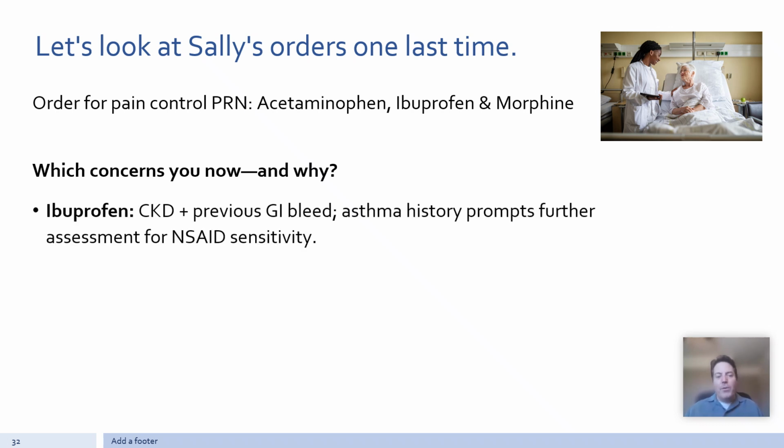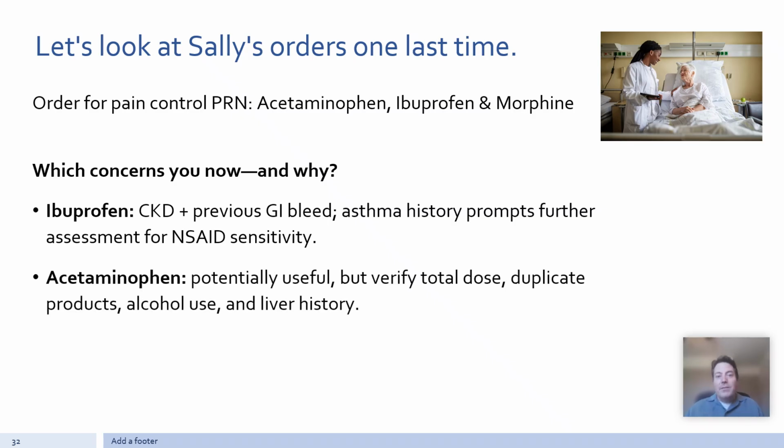But with ibuprofen, I want you to think of chronic kidney disease plus previous GI bleed and her asthma history. We probably want to just double check to see if an NSAID is safe. It would be useful for the inflammation, but it might not be the best medication for her kidneys. With acetaminophen, it's potentially useful, but we need to verify the total dose. Make sure she doesn't have acetaminophen coming in other duplicate products. Ask about her alcohol use and her liver history.